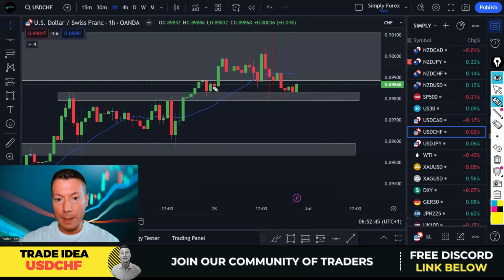All right, so it's all about the break of this level, guys. If we get it, we'll sell it. So similar setup to pound Swiss franc. We just want to see a break of that structure.